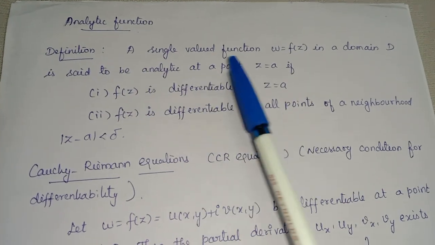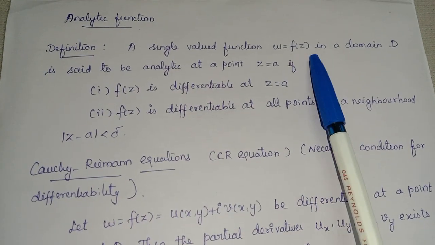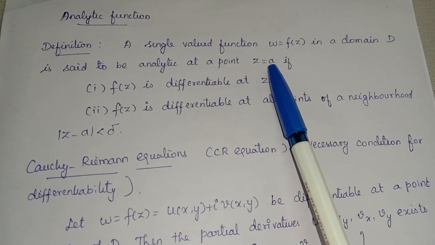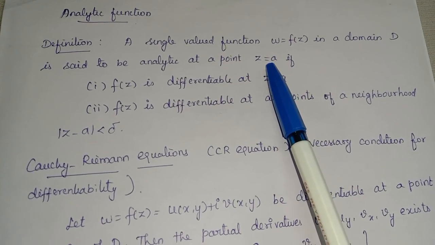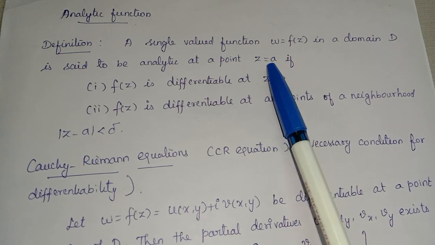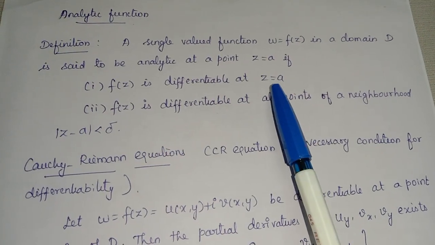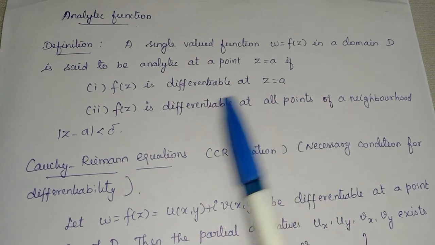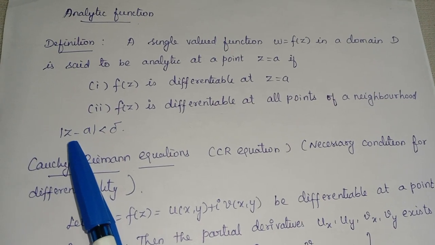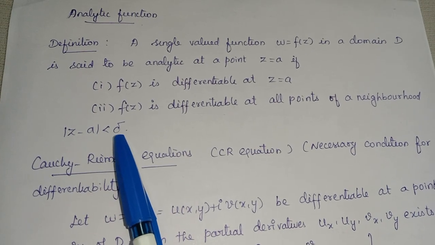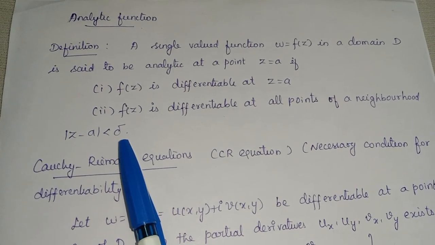A single valued function w equal to f of z, which is defined in a domain D, is said to be analytic at a point a. That is, if z equal to a is a point in a domain, the function is said to be analytic if the function is differentiable at that point and also at all points in a neighborhood mod z minus a less than delta. Analyticity is a stronger condition than differentiability.